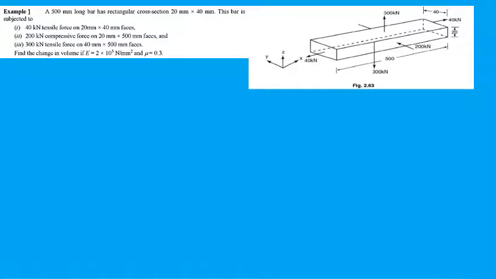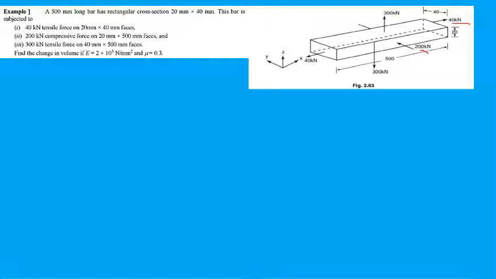So this is the given figure. In this figure you can see this is the x-axis, this is the y-axis, and this is the z-axis. Three mutually perpendicular directions are given, and across the x-axis there is a tensile force, across the y-axis there is a compressive force, and across the z-axis a tensile force of 300 kN is acting.